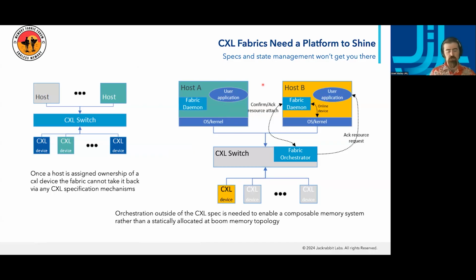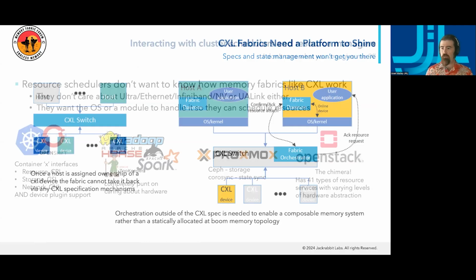Then the fabric orchestrator speaks with the daemon and says, here's this thing, you have it now, it's been assigned. I did all the VCS setup and region creation for you. Tell the user application that it can use it now. And that's it, right? There's no way to do this in the CXL spec. People are speaking about composable memory fabrics, but there's no middleware today that does these sorts of things. So this is where our efforts are focused right now.